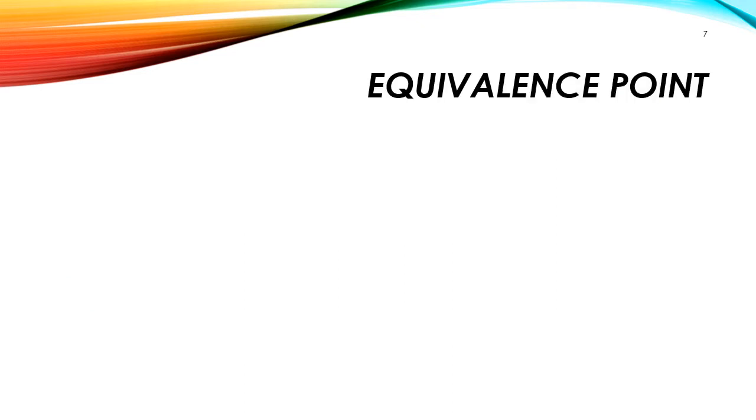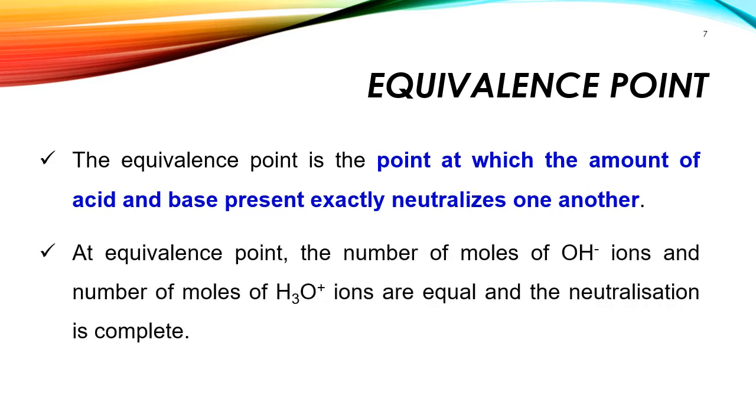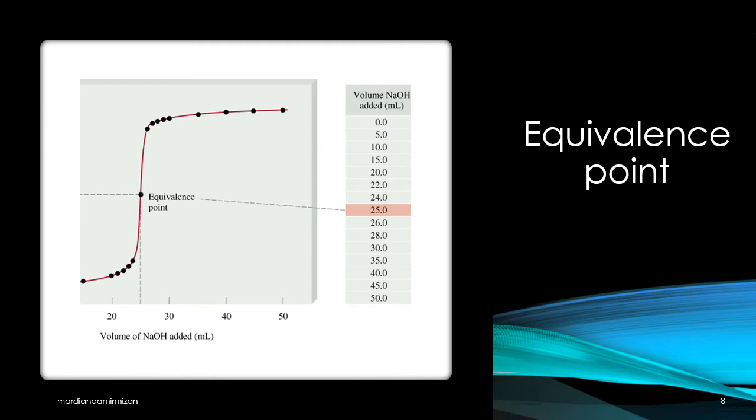In a titration, we'll obtain an equivalence point. The equivalence point is the point at which the amount of acid and base present exactly neutralize one another. At equivalence point, the number of moles of hydroxide ion and the number of moles of hydronium ion are equal and the neutralization is complete. The equivalence point can be identified by using a graph that is called a titration curve.